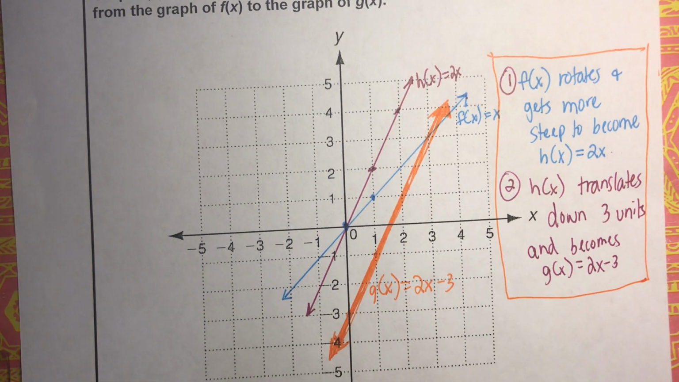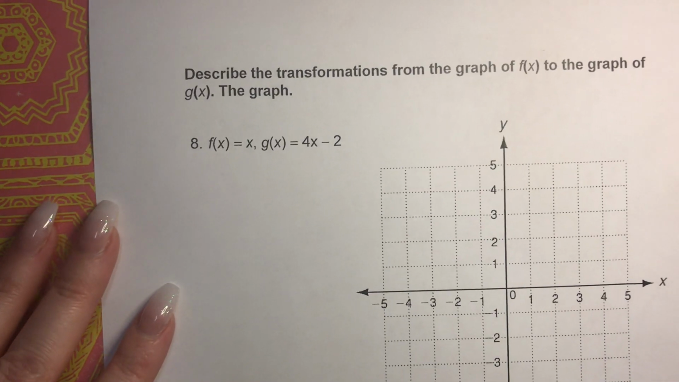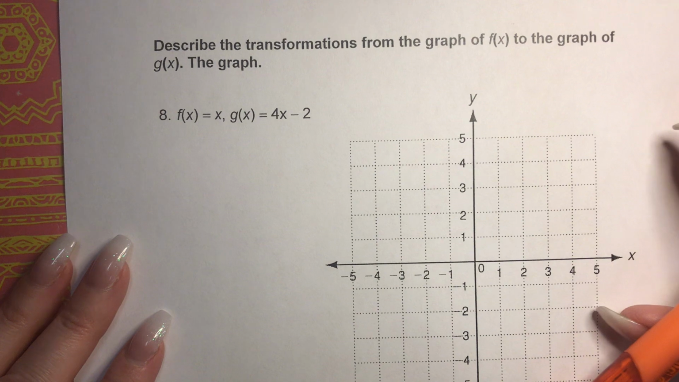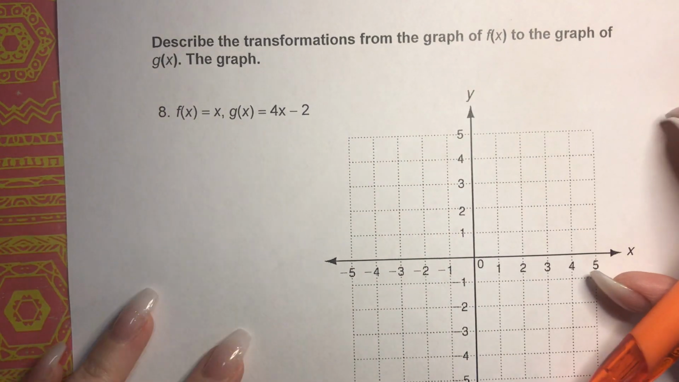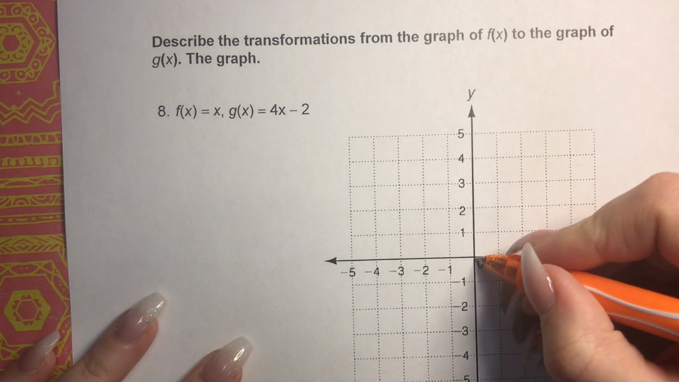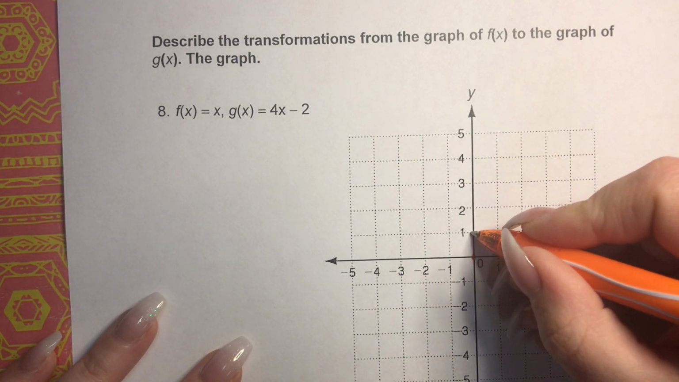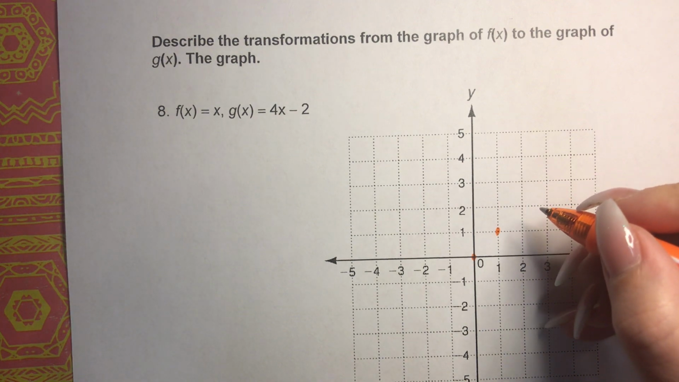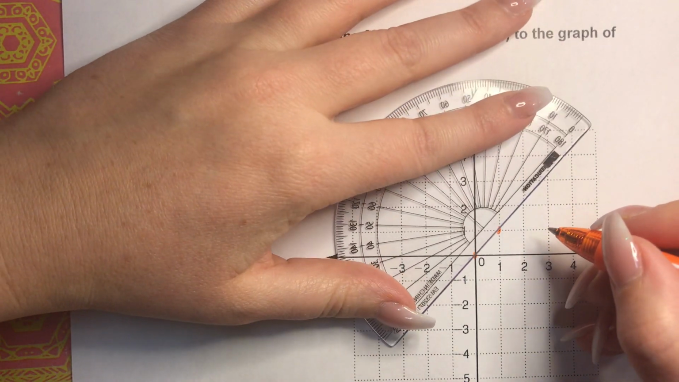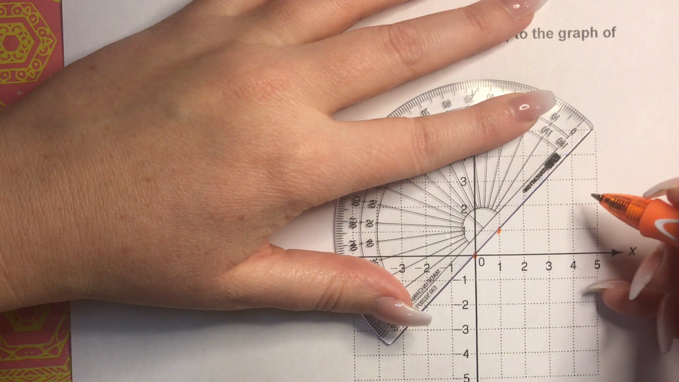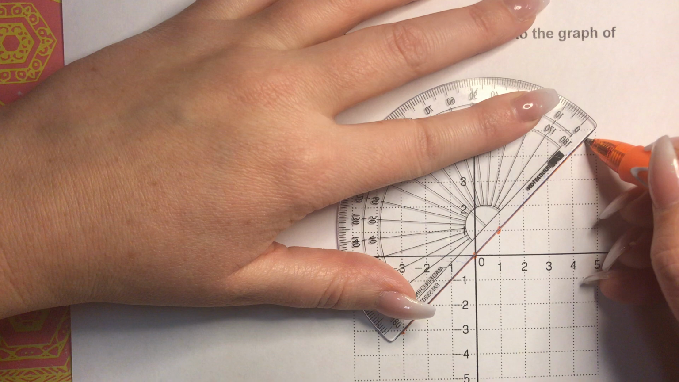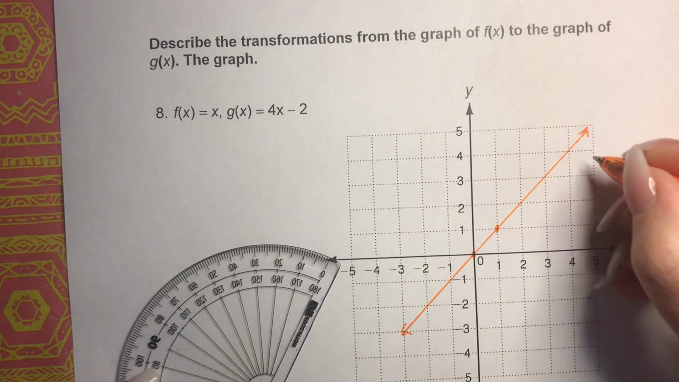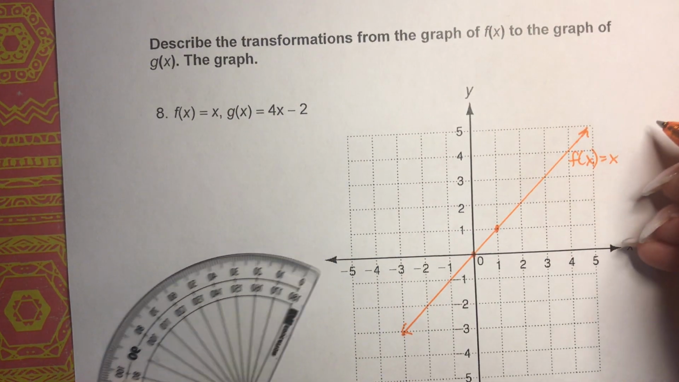Okay, perfect. Let's go ahead and look at the next examples. We're going to describe the transformations from the graph f of x to the graph of g of x. So here we have our parent function again, f of x equals x. There's my y-intercept. Just going to go ahead and graph my f of x first. Okay, there we have it. I'm going to label that f of x equals x.